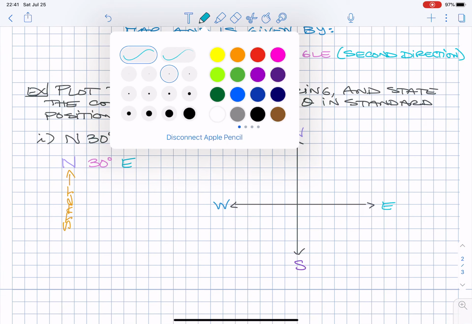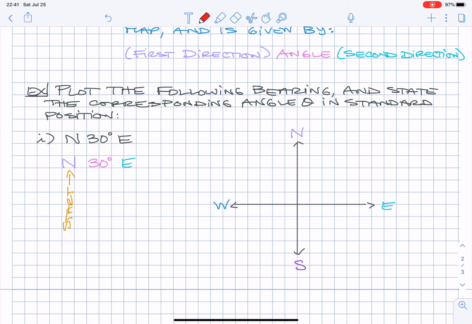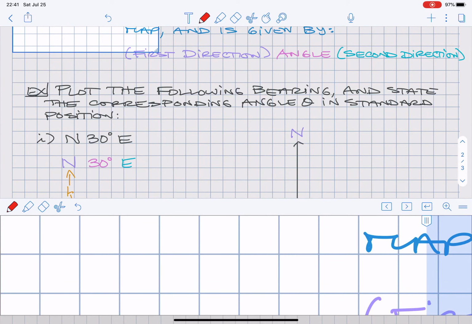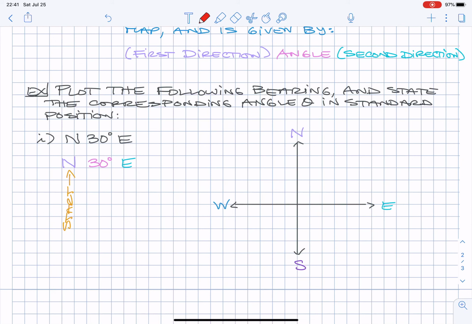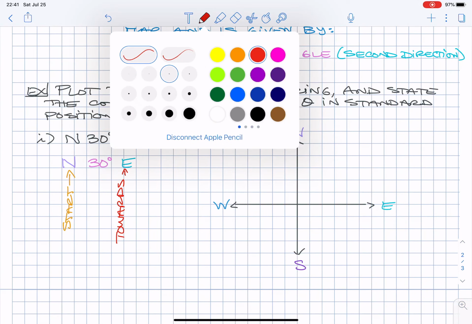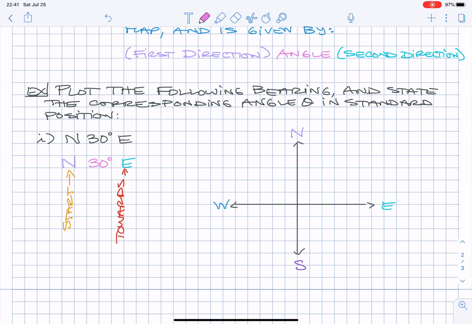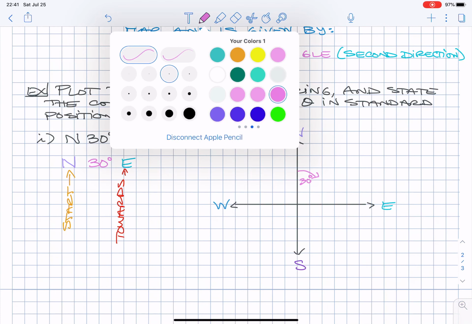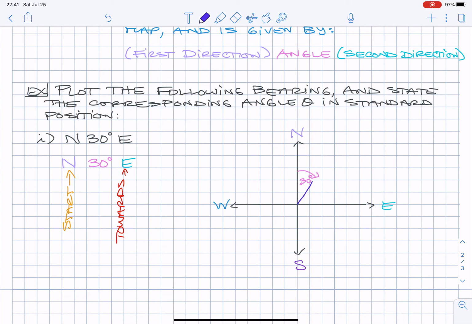So we're going towards east. So what does that mean? We start at north, and we're going to go 30 degrees to the east. So 30 degrees. So our bearing is going to be here. We started up at north, and we ended up going 30 degrees towards the east.